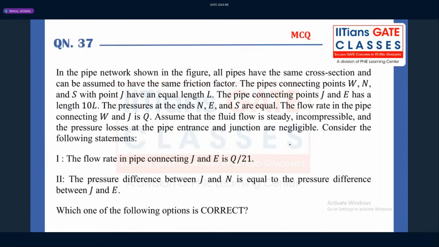Moving on to the next question, guys. Here, please have a look at this question.